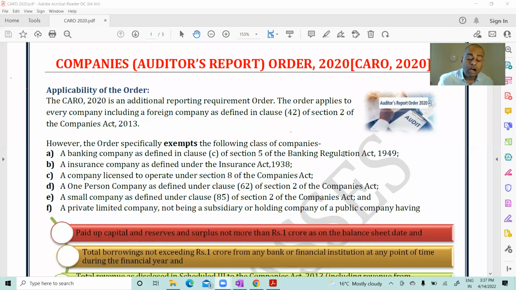So, CARO 2020 is applicable for the students writing CA Intermediate and Final examinations from this particular exam. Till the last exam, it was CARO 2016. From this exam onwards, it is CARO 2020.